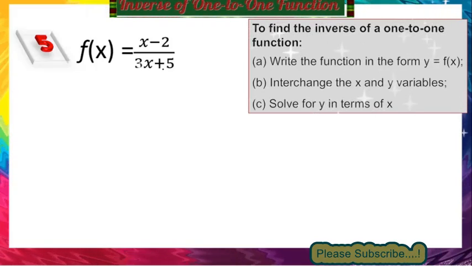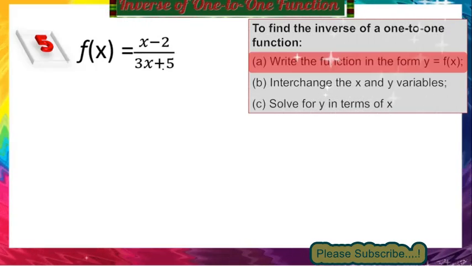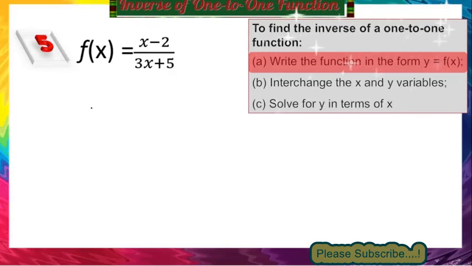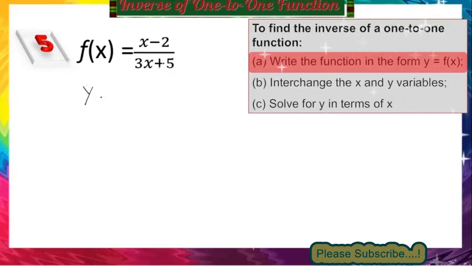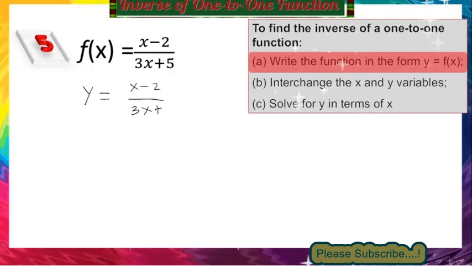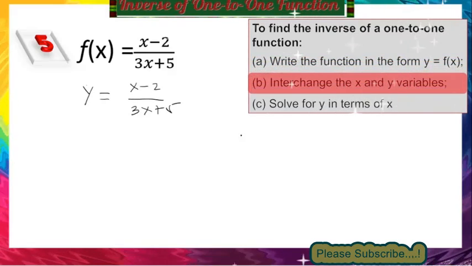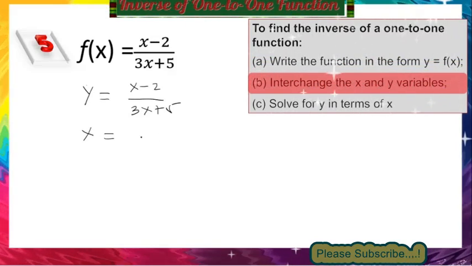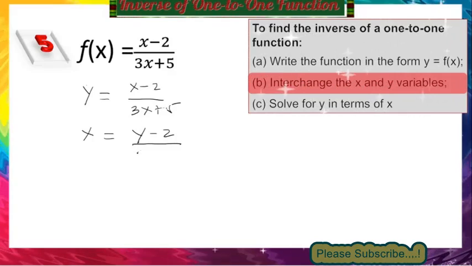Okay, the next given is f of x equals x minus 2 over 3x plus 5. Okay, the same procedure. We will change f of x to y. Then copy the given, x minus 2 over 3x plus 5. Then after that, interchange the x and y variables. So y becomes x, then x becomes y minus 2 all over 3y plus 5.